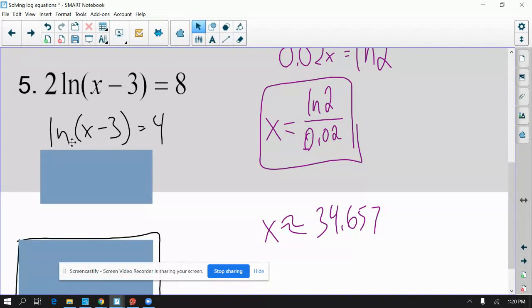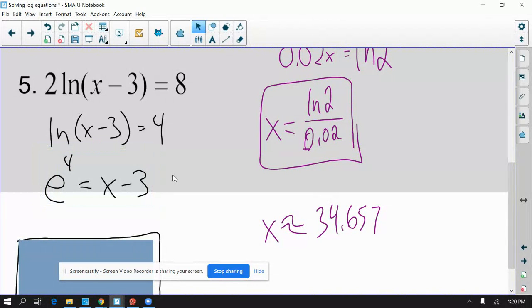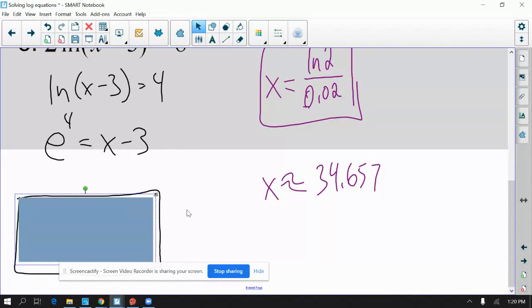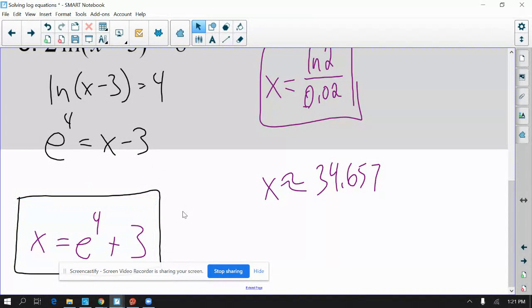And I can't remember if I said this before, but logarithms are exponents. So 4 is the exponent. On what? On the base. This base is base e. So e to the 4th equals x minus 3. And you're one step away. Add 3. So x is e to the 4th plus 3. That's a beautiful answer right there. You could go to your calculator and type e to the 4th and add 3 and give me a decimal. That's fine too, but this is full credit. This is the exact answer.